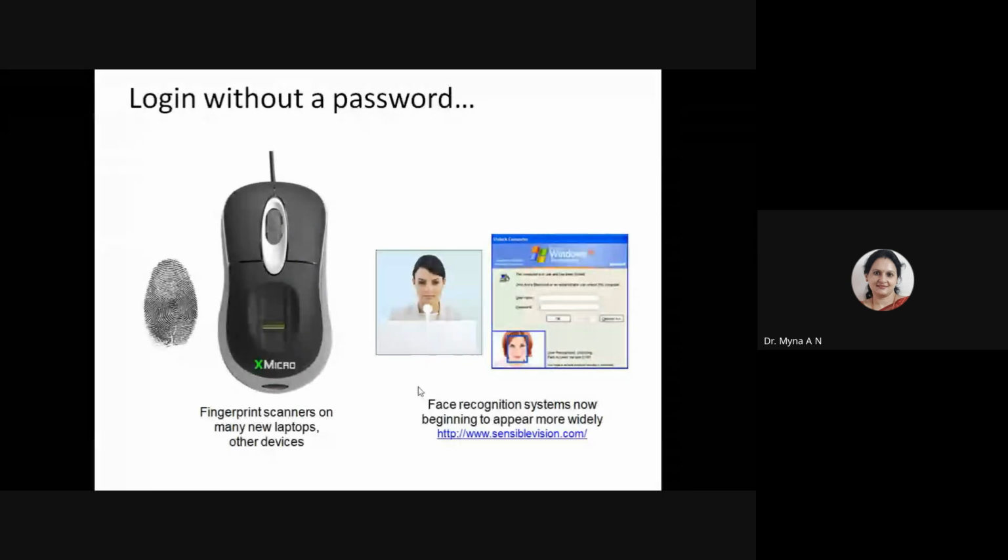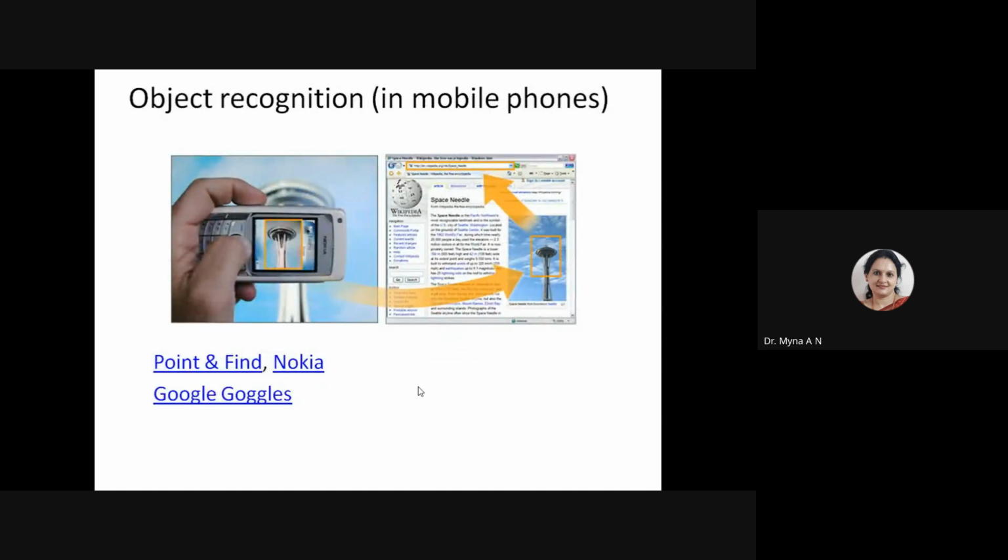Especially with the face recognition system, we show our face in front of the camera of the laptop, and then the laptop or our mobile recognizes us through the face. This again is object recognition on mobile phones, where we click an object, and if we want more information, by just feeding it into the system, we can get more information on the object that we have just clicked.